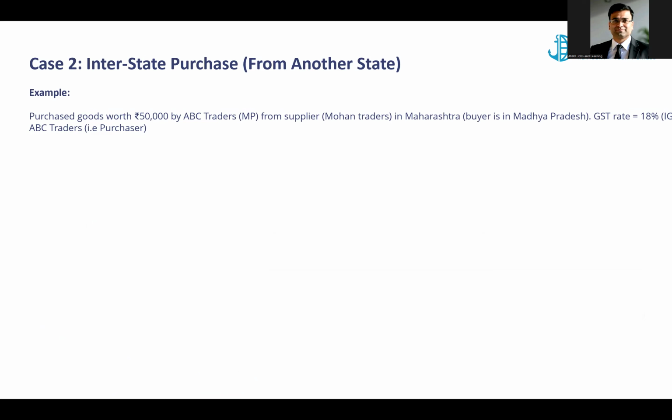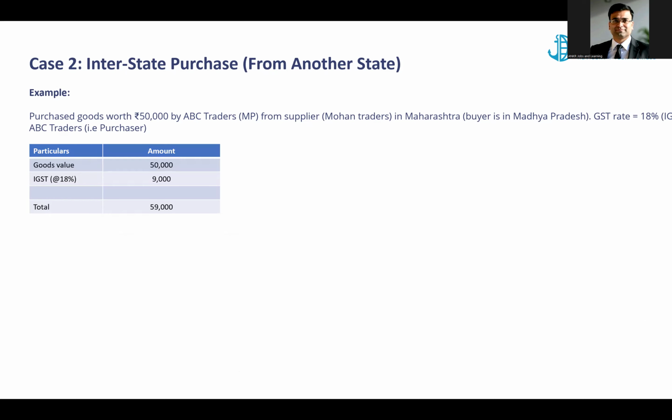Purchase goods worth rupees 50,000 by ABC Traders MP from supplier, which is Mohan Traders in Maharashtra. So here buyer is in MP and the seller is in Maharashtra. And GST rate is 18%. You have to pass the entries in the books of ABC Traders. Now, since a person sitting in Maharashtra is selling goods to a person sitting in MP, there will be IGST, right? So let's see what will be the breakup.